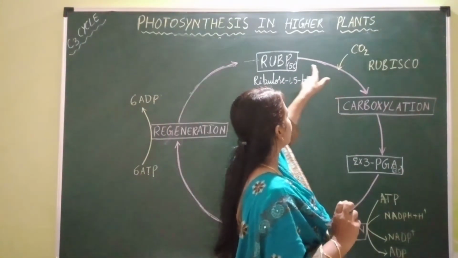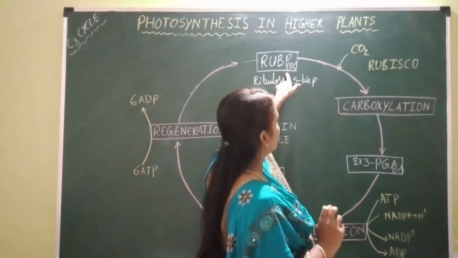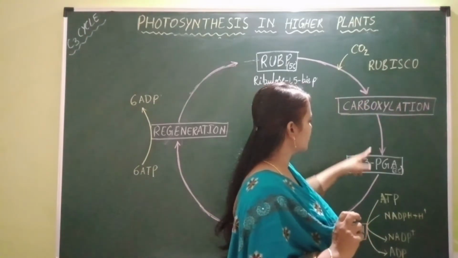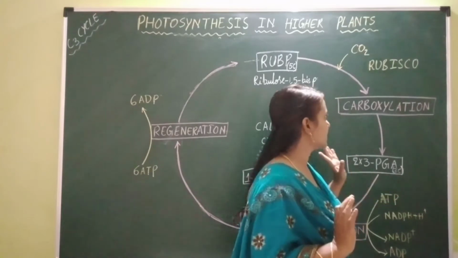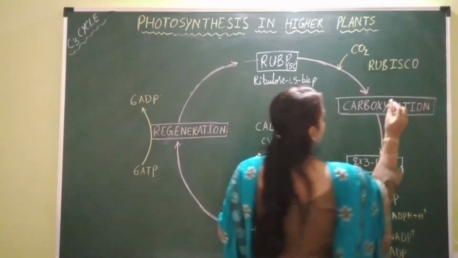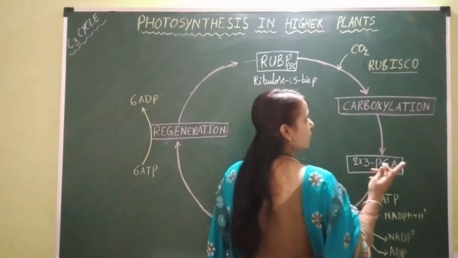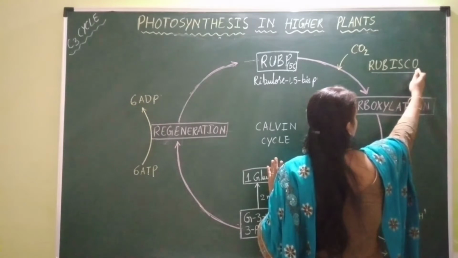Okay, so carbon dioxide is fixed into this RuBP, the 5-carbon compound, by the activity of the enzyme Rubisco, resulting in the formation of 2 molecules of 3-PGA, 3-phosphoglyceric acid. Here Rubisco is a dual enzyme. It functions as both carboxylase and oxygenase. Rubisco, RuBP carboxylase and oxygenase.